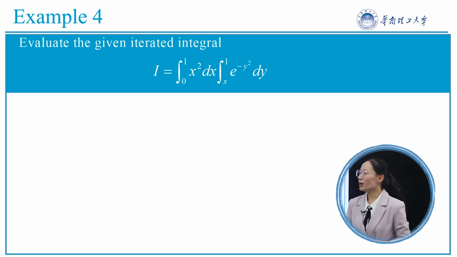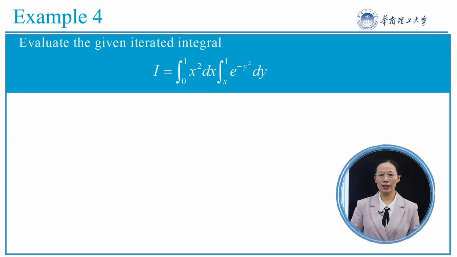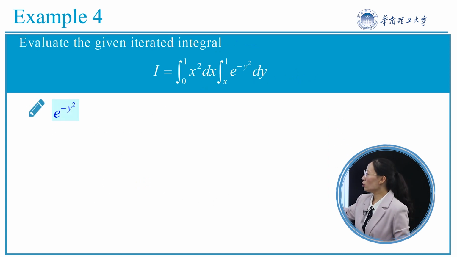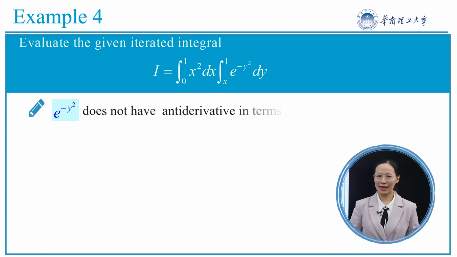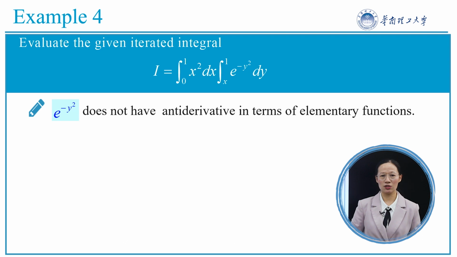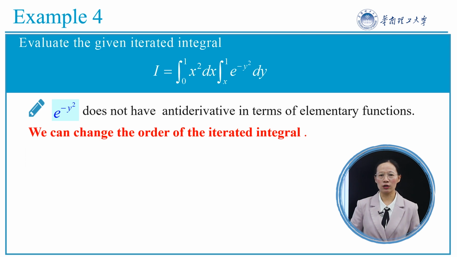Example 4. Evaluate the given iterated integral of x squared times e to the power negative y squared for y from x to 1 and for x from 0 to 1. Notice that in the inner integration, the integrand e to the power negative y squared does not have any antiderivative in terms of elementary functions. We can change the order of the iterated integral. The detailed process is as follows.